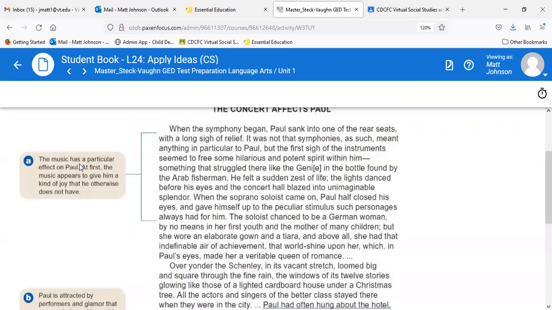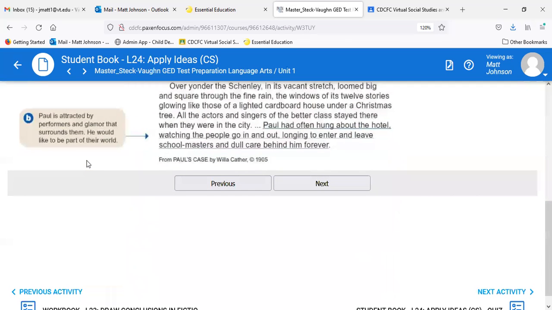And this bracket here points to this very large passage of the first paragraph. So the music has a particular effect on Paul. At first, the music appears to give him a kind of joy that he otherwise does not have. So we can infer that Paul enjoys music, or even draw a conclusion based on this. Not necessarily that he's particularly fond of symphonies, but the music, the soloist, the opera singer, all of that is something that he enjoys.